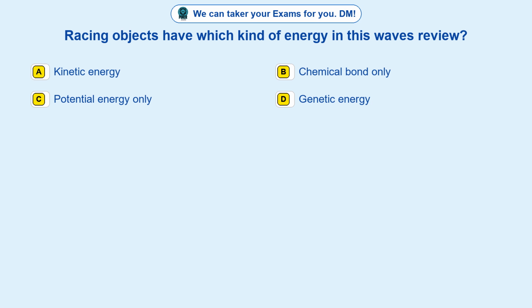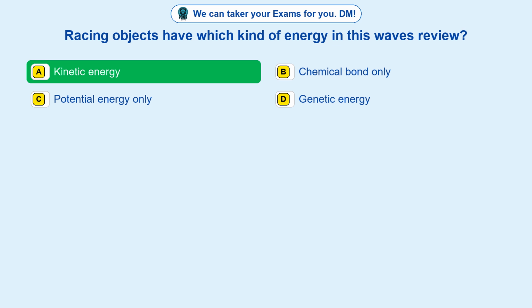Question 60. Racing objects have which kind of energy in this waves review? Option A, kinetic energy. Option B, chemical bond only. Option C, potential energy only. Option D, genetic energy. The correct answer is option A.